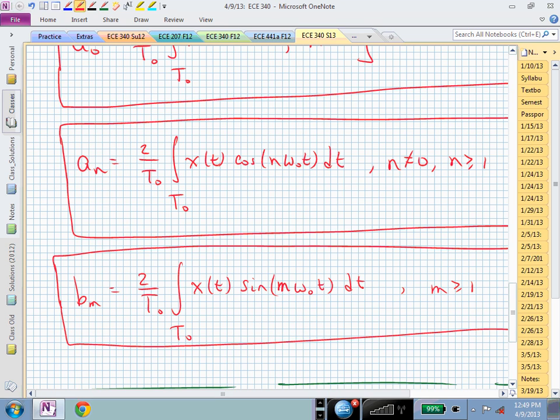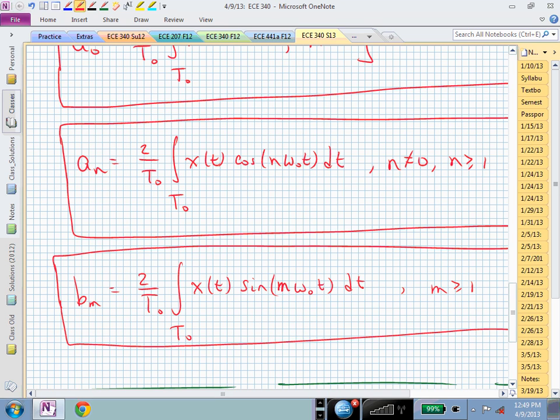And you might end up with A's and B's having little n's or little m's in the denominator. That means your coefficients fall off as the reciprocal of the harmonic. Now, if you have n and m's squared in the denominator, what does that tell you about the A's and the B's? Is this making any sense?